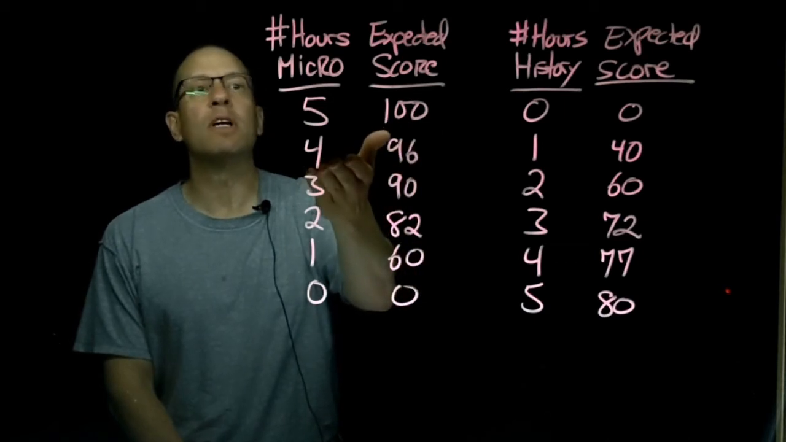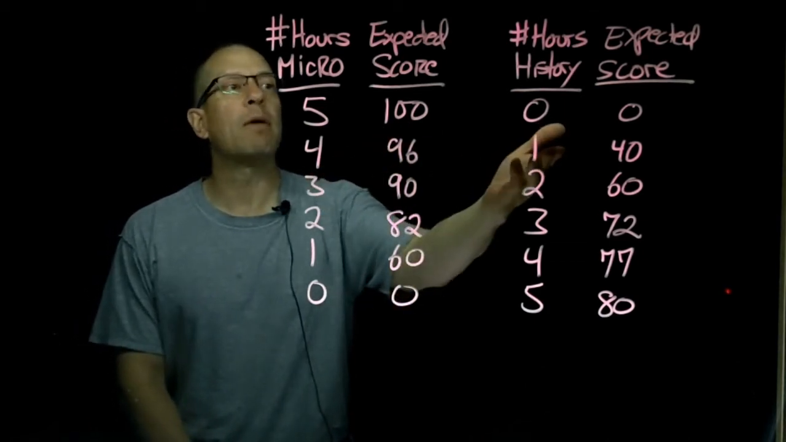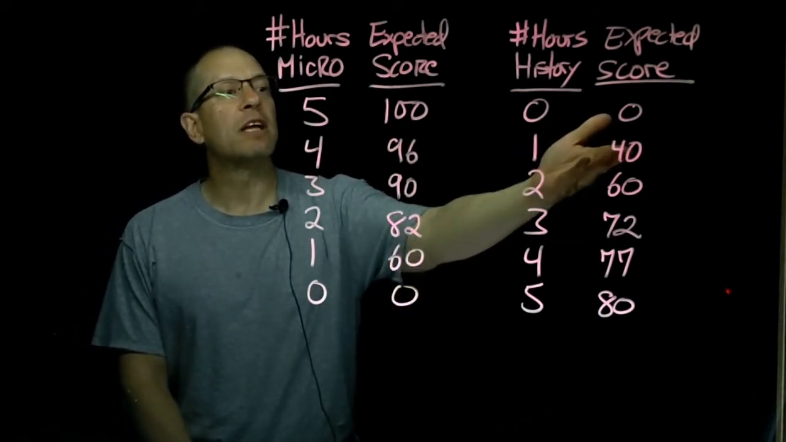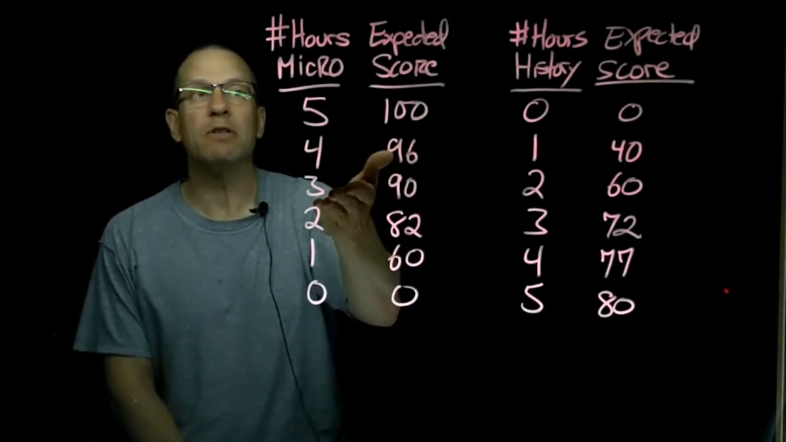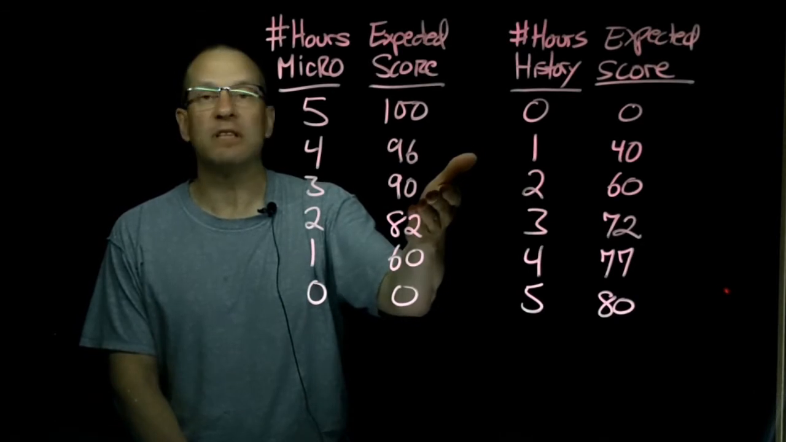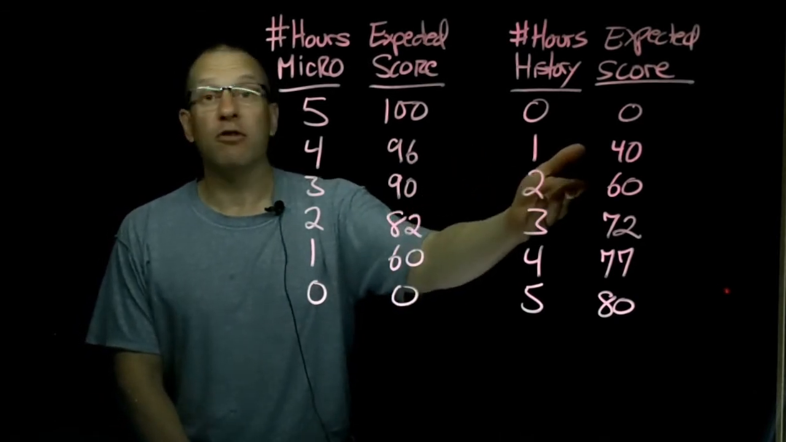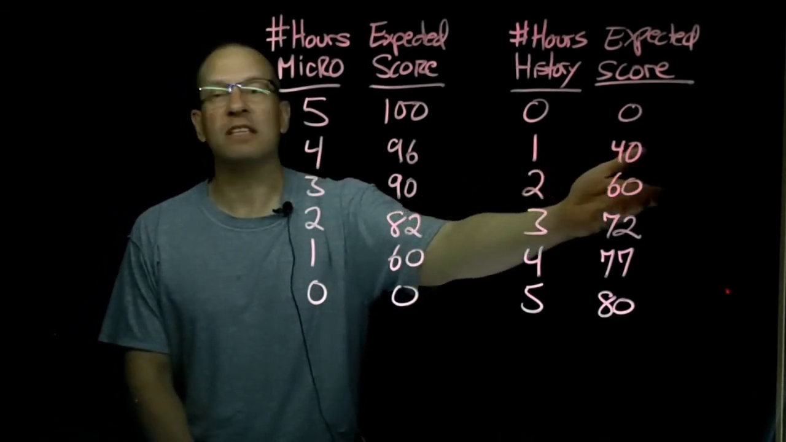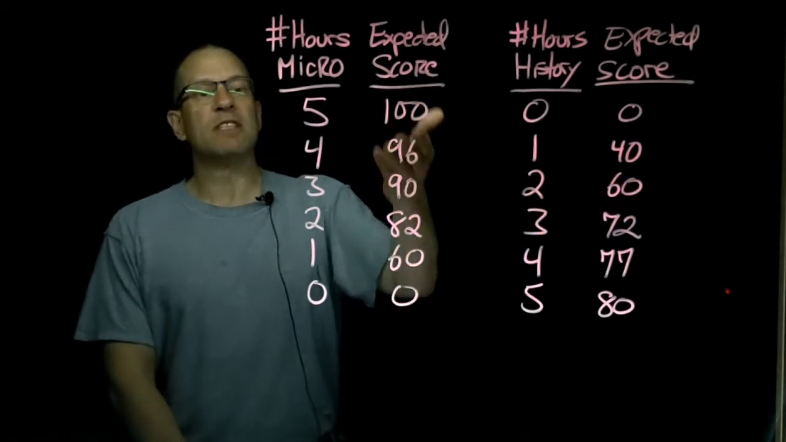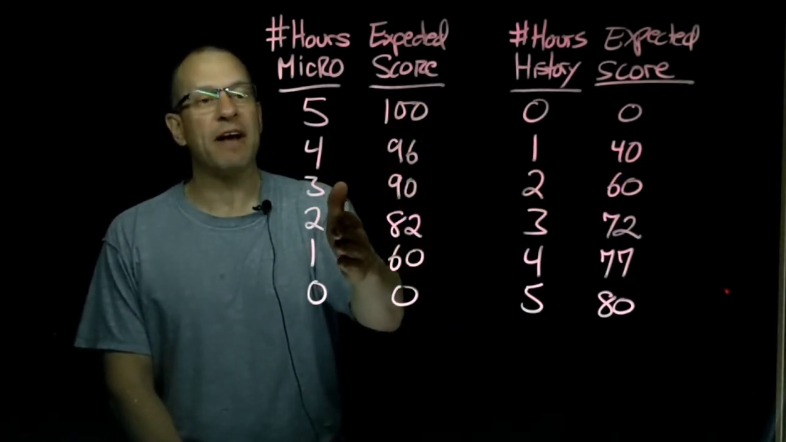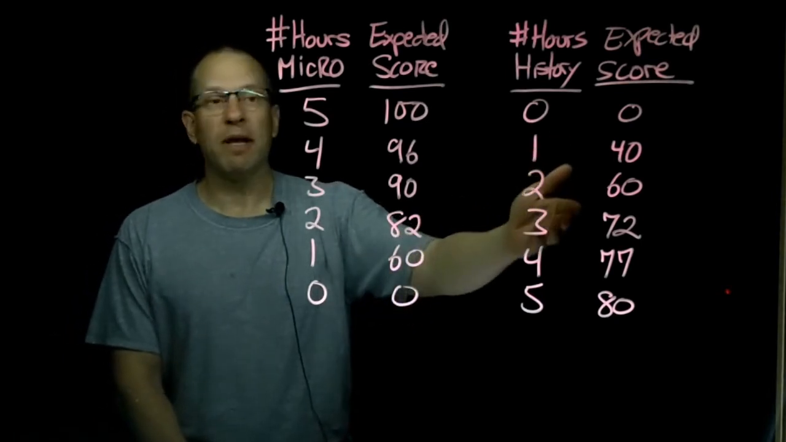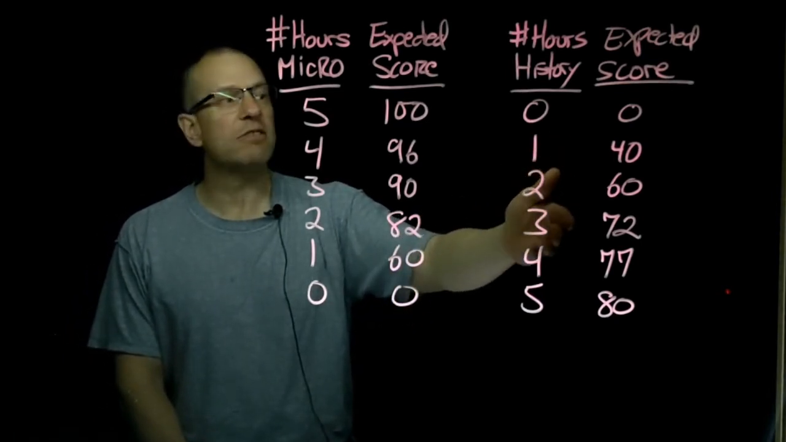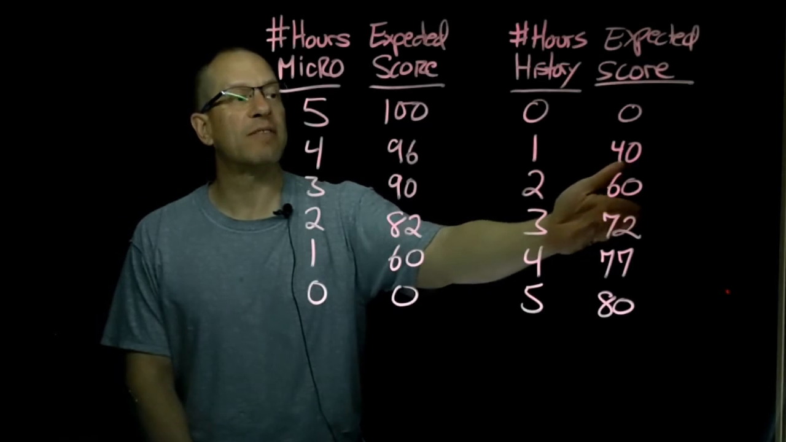But if she puts 4 into microeconomics and 1 hour into studying history, she's going to get a 40 in history and a 96 in microeconomics. If she studies 3 hours for microeconomics, she's going to receive a 90. Then the other 2 hours she has remaining, she'll get a 60 in history. If she studies only 2 hours for microeconomics, she'll score an 82. The remaining 3 hours she'll use to study history, and she's going to get a 72.